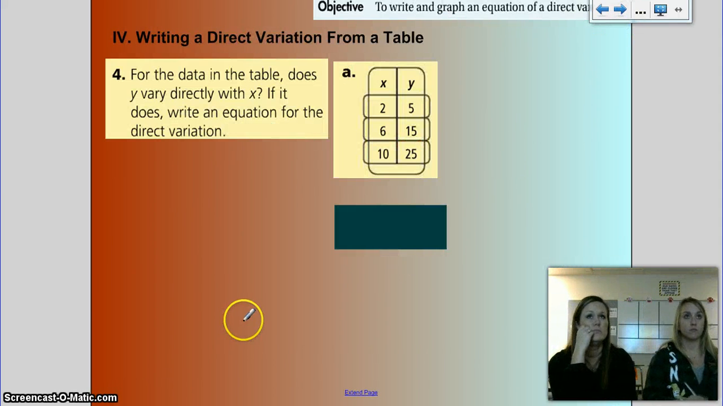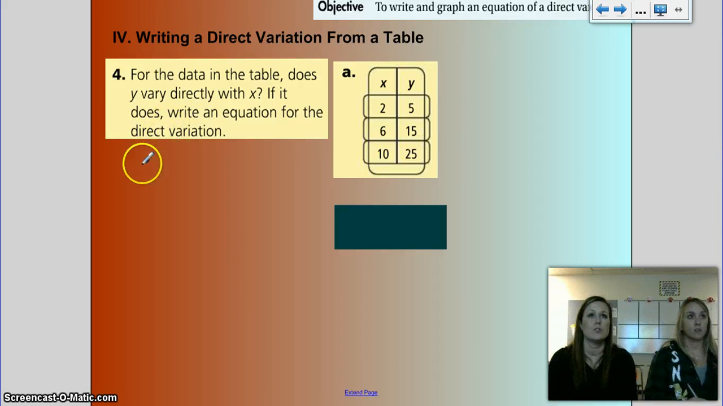You could know. So let's try this. Okay. So again, we're doing k equals y over x, which ultimately means y divided by x. So we're going to do 5 divided by 2.